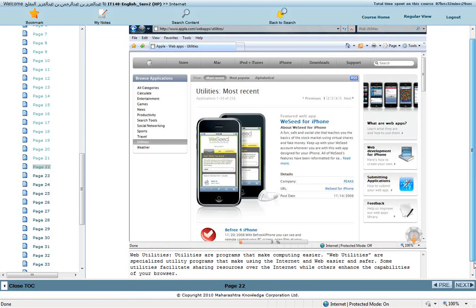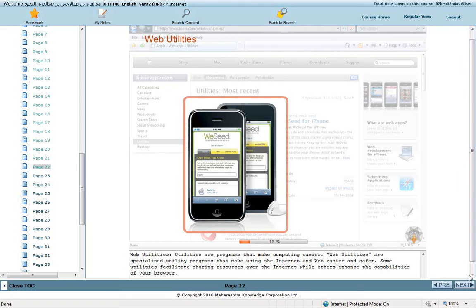Web utilities. Utilities are programs that make computing easier. Web utilities are specialized utility programs that make using the internet and web easier and safer. Some utilities facilitate sharing resources over the internet, while others enhance the capabilities of your browser.